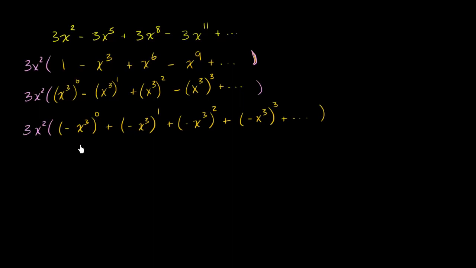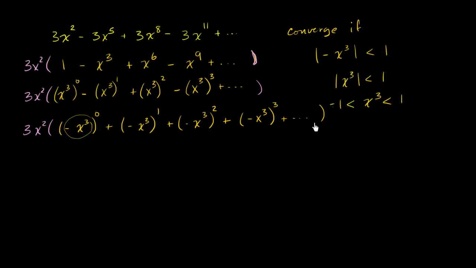And over what interval would this converge? Well, it's going to converge if the absolute value of our common ratio is less than 1. So we're going to converge if the absolute value of our common ratio, which is negative x to the third, is less than 1. Or another way of saying this is the same thing. The absolute value of a negative is going to be the same thing as the absolute value of a positive. So that's the same way of saying the absolute value of x to the third is less than 1. Or saying that x to the third is less than 1 and is greater than -1.